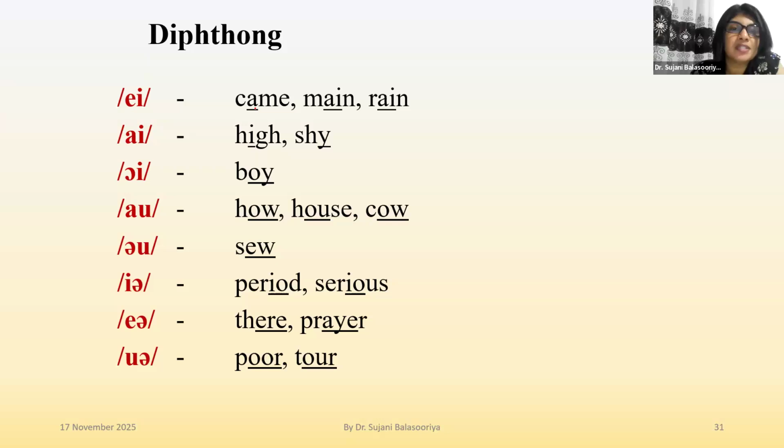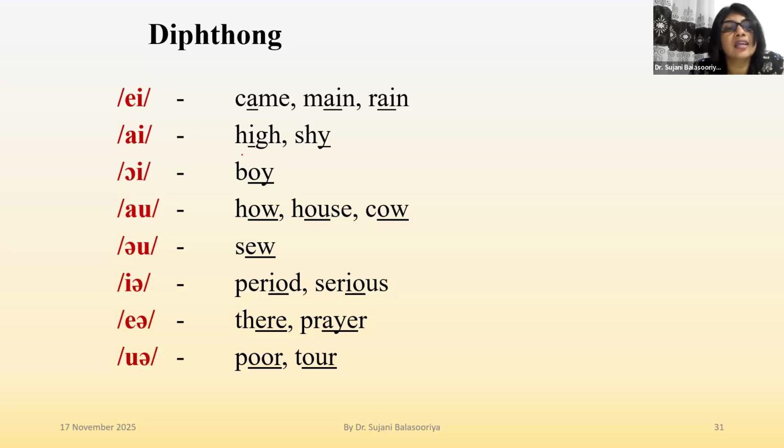But according to the British standard pronunciation, C-A-M-E is pronounced not with a monophthong, but with a diphthong. The diphthong is "ei". So we pronounce the word as "keim", not "kem". But I'm not telling you here that "kem" is wrong. That's typical Sri Lankan English pronunciation. According to the native accent, this is came, main, rain, using "ei".